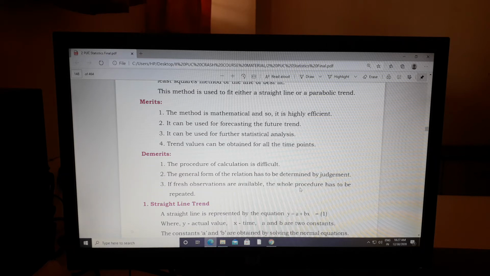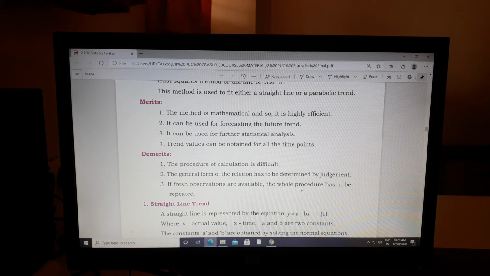Difficult calculation means we can calculate and we can estimate the future. That is what ultimately we need in time series. But the procedure is little time taking and difficult. And the general form of the relation has to be determined by pure judgment, like time points, how the future value you are estimating and judging yourself to get the future term. So that is also one more little demerit, not much one. And when fresh observations are available, again this whole process of calculating the trend values has to be repeated. Clear? If one value changes also, again it has to be repeated.